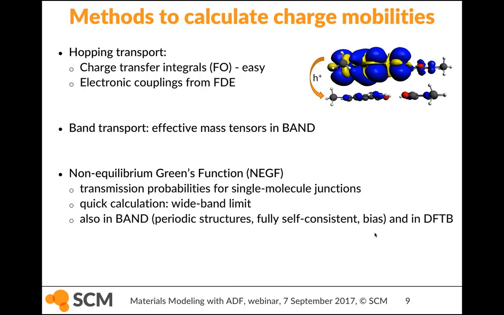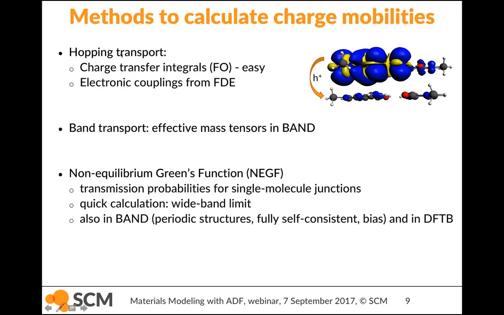All right, so then two slides on how you can calculate the hole and electron mobility. So by and large, people use the hopping transport mechanism to study mobility in organic materials. There are a number of other possibilities as well. So if you have crystalline material, you can calculate the effective mass tensors in our periodic DFT code. That usually only holds up for crystalline systems at low temperatures.